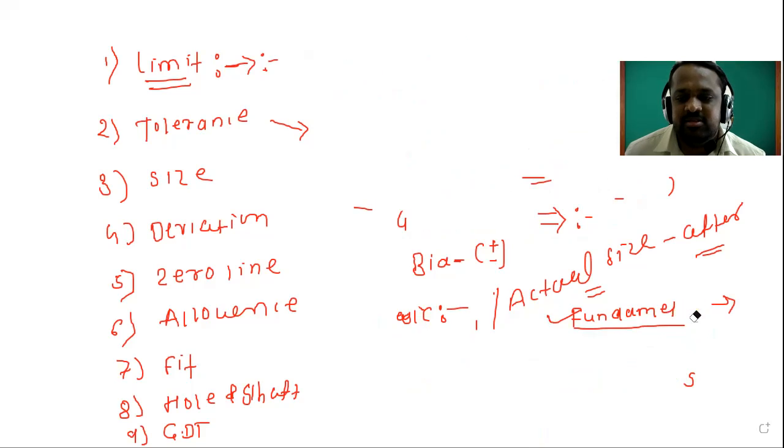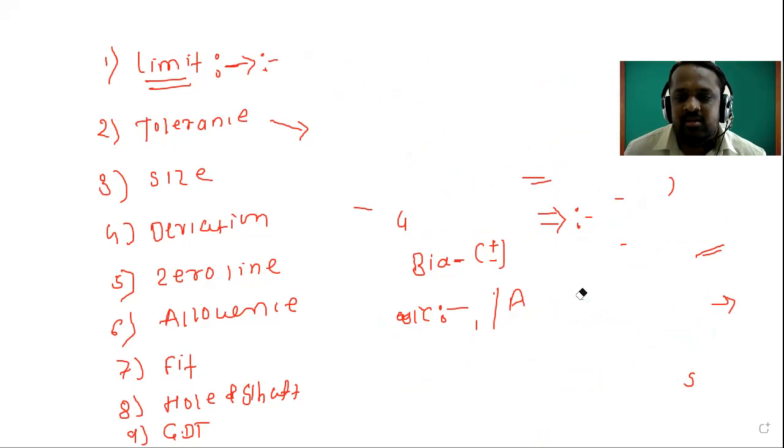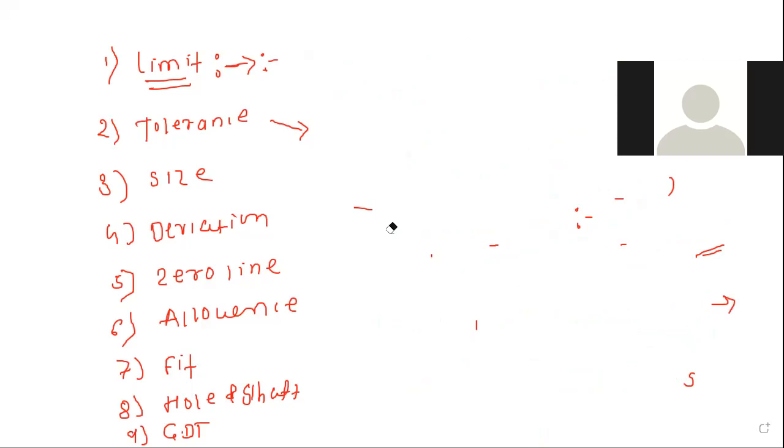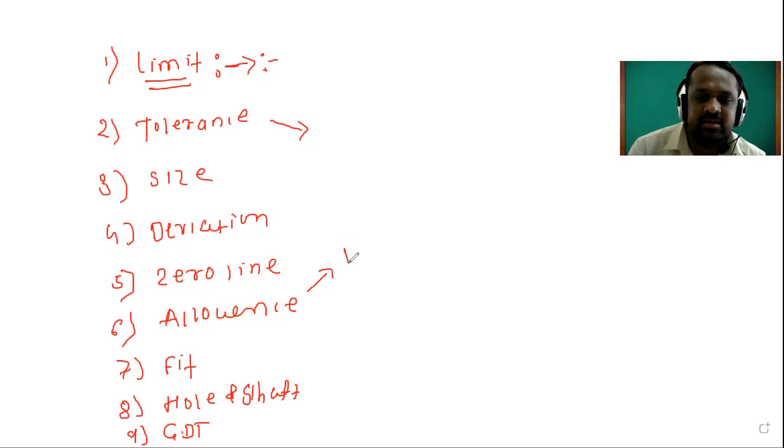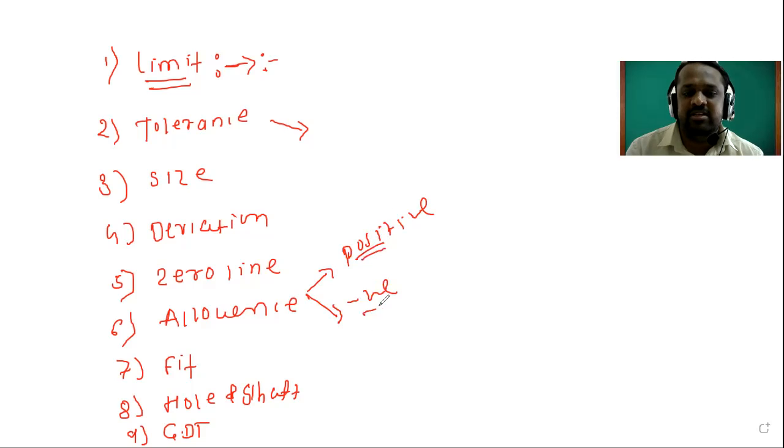What is meant by the allowance? The difference between two meeting parts. Then when can we call it positive allowance, and when can we call it negative allowance? Positive and negative. Tell me when we can call it positive and when negative.